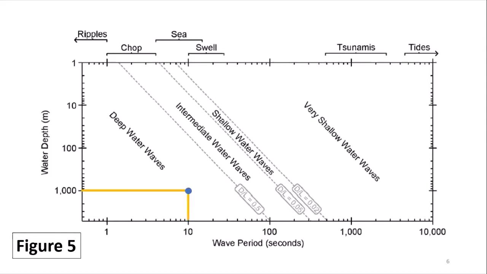For example, if you're given a known ocean bathymetry of 1,000 meters and a wave period of 10 seconds, you can determine that the wave is a deep water wave and it's classified as a swell.